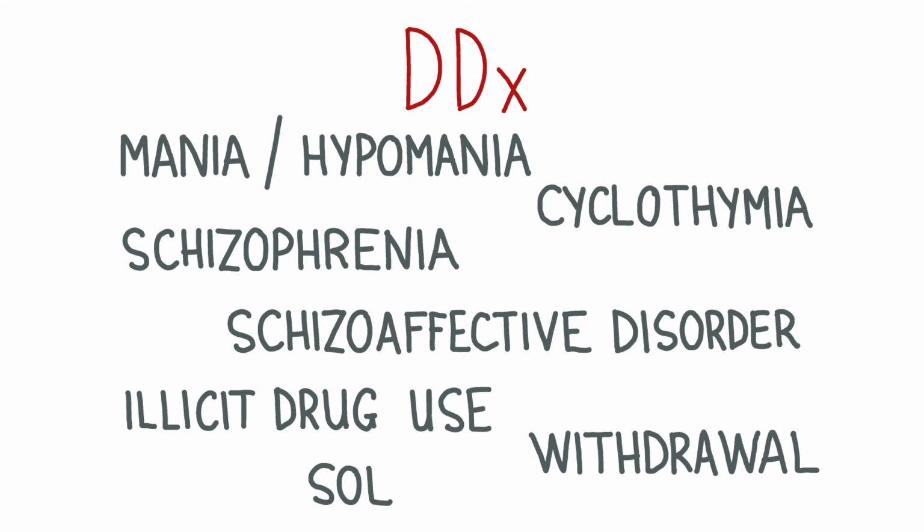Schizophrenia is another important differential to consider. To differentiate between bipolar disorder and schizophrenia, you should screen for Schneider's first rank symptoms in the history. That is, delusional perceptions, third-person auditory hallucinations, thought interference, and passivity phenomenon, as they will not be present in patients with bipolar affective disorder. Other differentials to consider include illicit drug use or withdrawal and a space-occupying lesion of the brain.